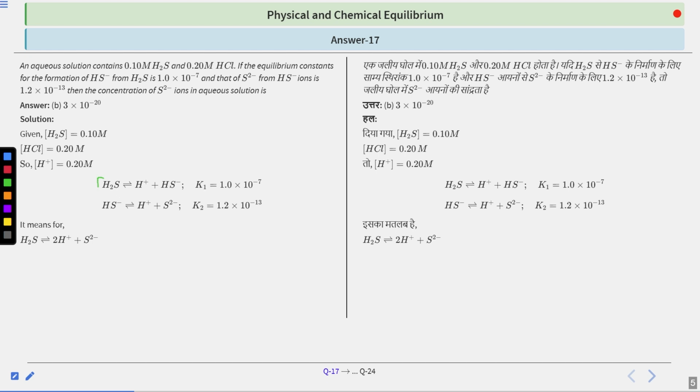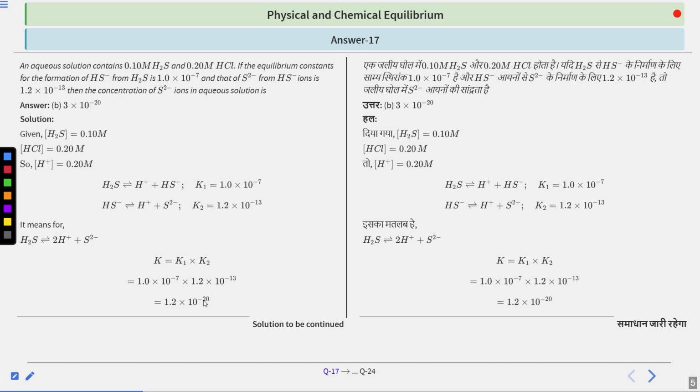Therefore, if we add both of these equations, we will get the equation for the ionization of H2S into 2H plus and S2 minus. Simultaneously, we can get the equilibrium constant for this equation by multiplying these two. So when we add equations, then the equilibrium constants get multiplied. We have studied this. Now multiplying 1.0 into 10 to the power minus 7 and 1.2 into 10 to the power minus 13, we will get 1.2 into 10 to the power minus 20 as the equilibrium constant for this equation.